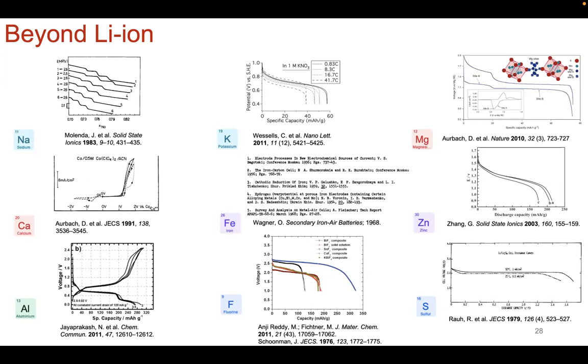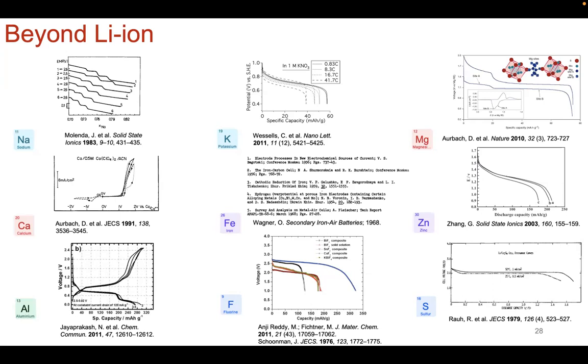Multivalent cation batteries like magnesium, calcium, zinc, aluminum. They're all there. And of course, fluoride-ion batteries are also being investigated. Iron air is coming back. It actually has come back. But that has been looked at by NASA back in the 1960s already.